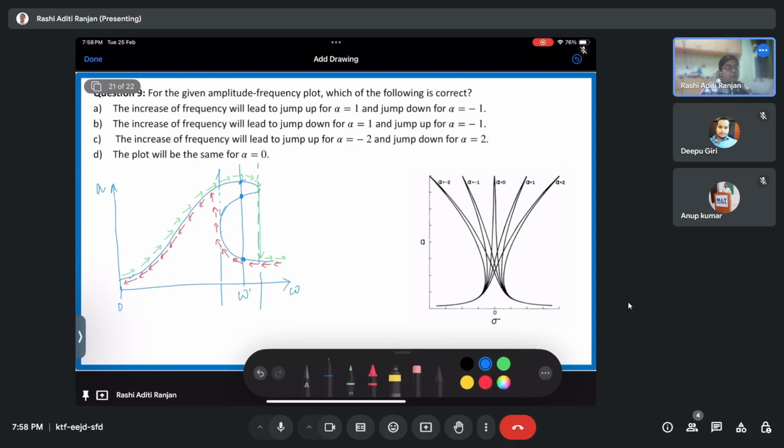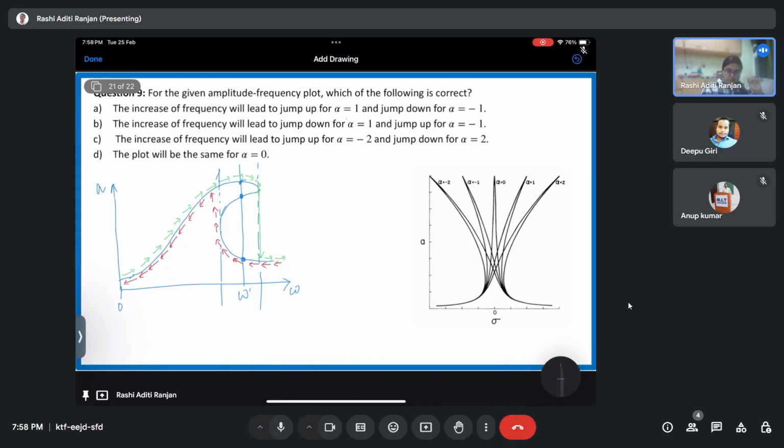Now when we read the statements given: the increase of frequency will lead to jump up for alpha equals 1. If you see for alpha equals 1, what is the inclination? The inclination is towards the right side. So with the increase of frequency, a jump down is going to happen. But what is written? Leads to jump up for alpha equals 1. So this is not true. Coming to the second option, the increase of frequency will lead to jump down for alpha equals 1. Yes, this is correct.